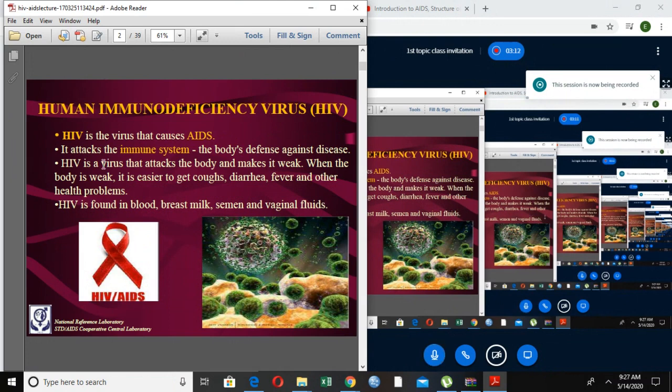Then HIV is found in blood, breast milk, semen, and vaginal fluids. That's why a person who is in direct contact with blood that is infected with HIV and AIDS, for example through transfusion, will get the virus. Then a baby breastfeeding from a mother who is HIV and AIDS positive may get the virus from the milk. Semen and vaginal fluids, of course, during sex. This is how the virus can get from one person to the other.